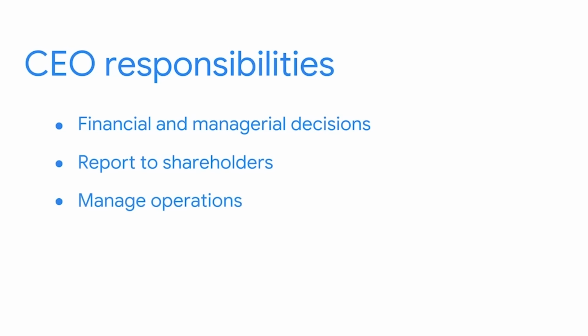Next is the chief executive officer, also known as the CEO. This is the highest ranking person in an organization. CEOs are responsible for financial and managerial decisions. They also have an obligation to report to shareholders and manage the operations of a company. So naturally, security is a top priority for the CEO.